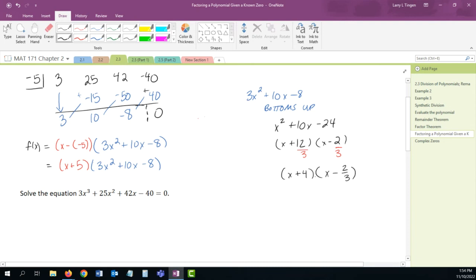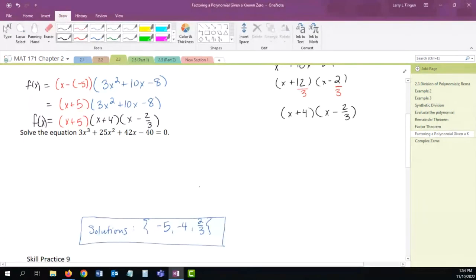Now, I'm fine with you leaving x minus 2/3 as x minus 2/3 because it's useful. If you want to rewrite it as 3x minus 2, you can, but just know that the next question is going to ask you to solve, and you're going to end up finding that 2/3 again. So here's f of x, and it's written as a product of binomials.